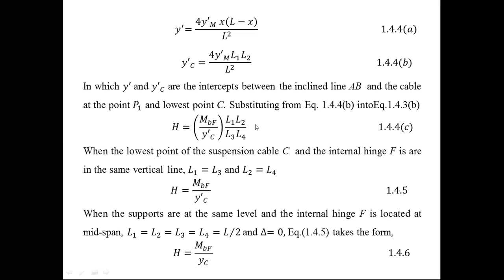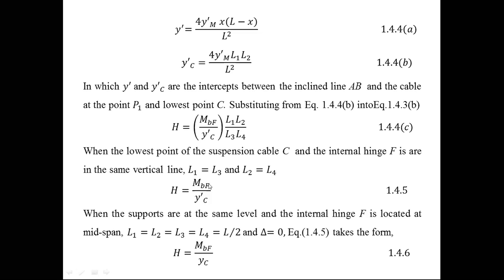We do all these in different ways. So when the lowest point of the suspension cable C and the internal hinge are on the same vertical line, that means the lowest point is at the same place, then what happens? L1 is equal to L2 is equal to L4. Then only H is equal to MBF by Y dash C. That means whatever cable analysis we did, we got the same again.